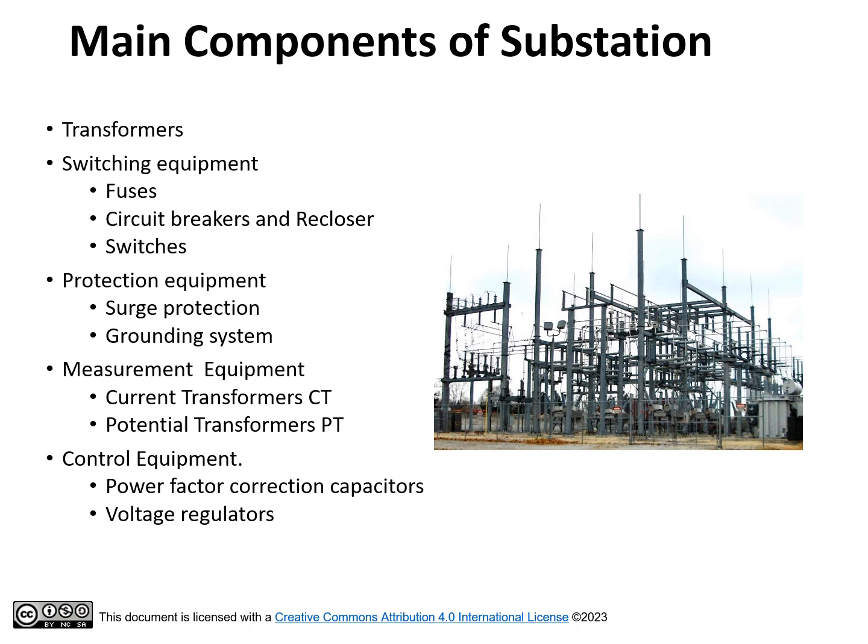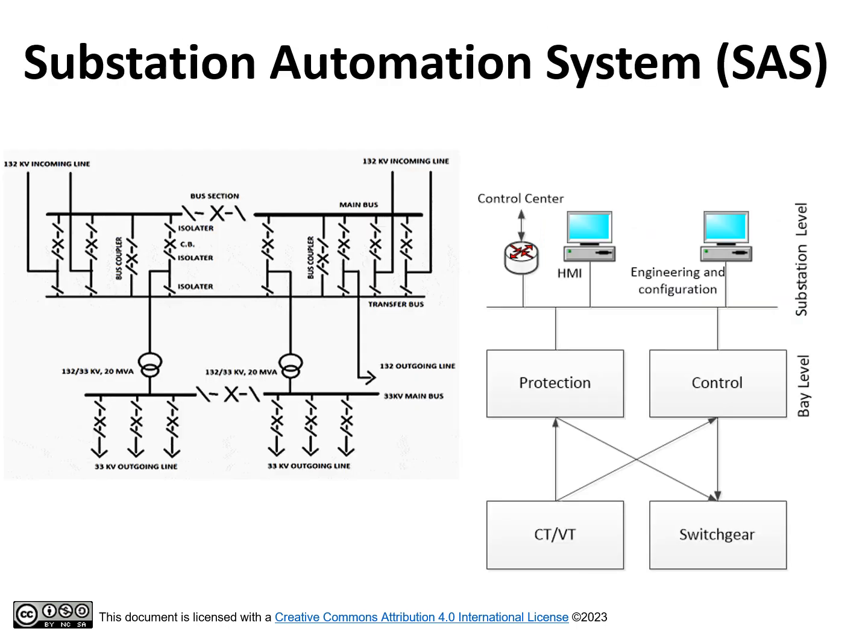The substation consists of transformers, switching equipment such as circuit breakers and switches, protection equipment such as surge protection and grounding systems, measurement equipment, and control equipment such as power factor correction capacitors and voltage regulators. To automate the substation operation, substations are equipped with a Substation Automation System, SAS.